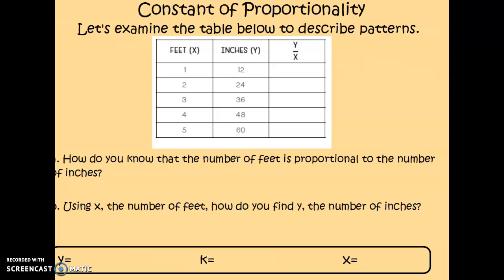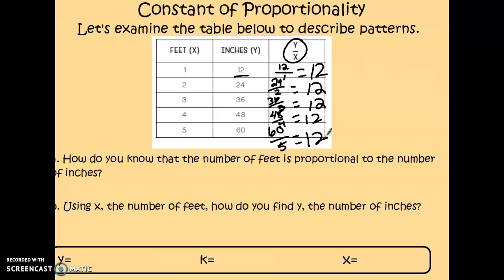It is asking us to examine the patterns by taking y and dividing by x. So I'm going to take my value for y, for my first one I've got 12, and divide by x, which is 1. So for this one I get 12. The second one, 24 divided by 2, still 12. 36 divided by 3, I've got 12. 48 divided by 4, 60 divided by 5. So we get 12 each time.